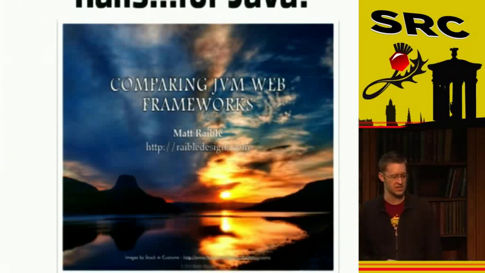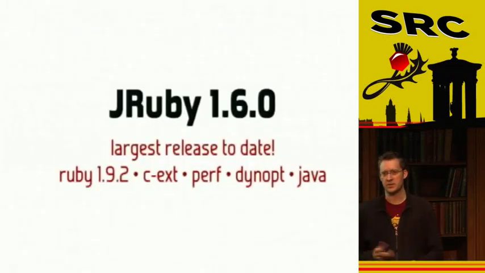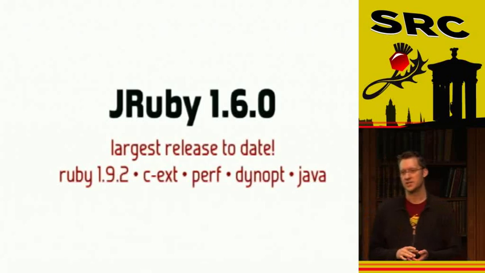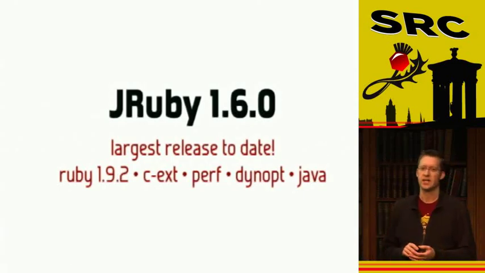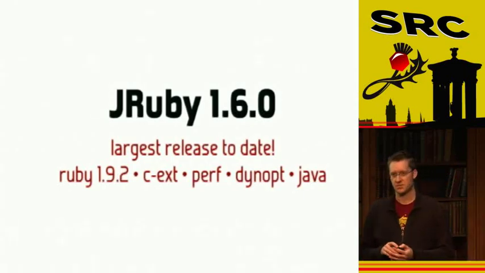I'll just mention up front, JRuby 1.6 is our latest release. It just came out a couple weeks ago, and it's probably our biggest release to date. It supports Ruby 1.9.2, and its support for Rails is better than ever. Rails runs pretty much without a hitch.